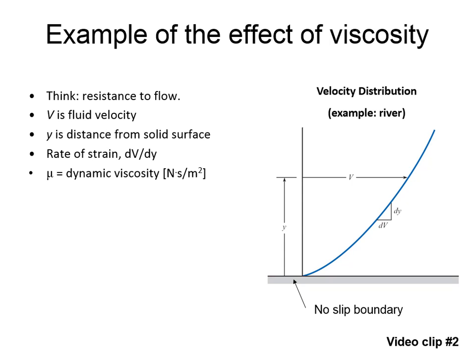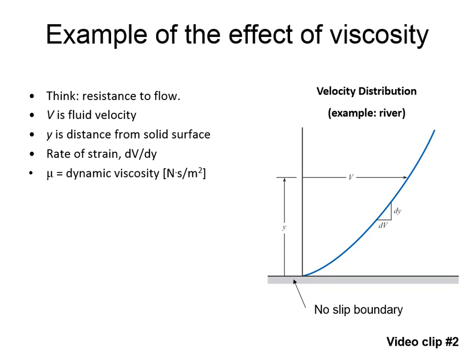So we think about this in terms of resistance to flow. In terms of the variables that are shown, V means fluid velocity, y is the distance vertically from the solid surface. And so if we consider dV/dy, we call that rate of strain: how quickly the velocity is changing with respect to distance away from the channel boundary.